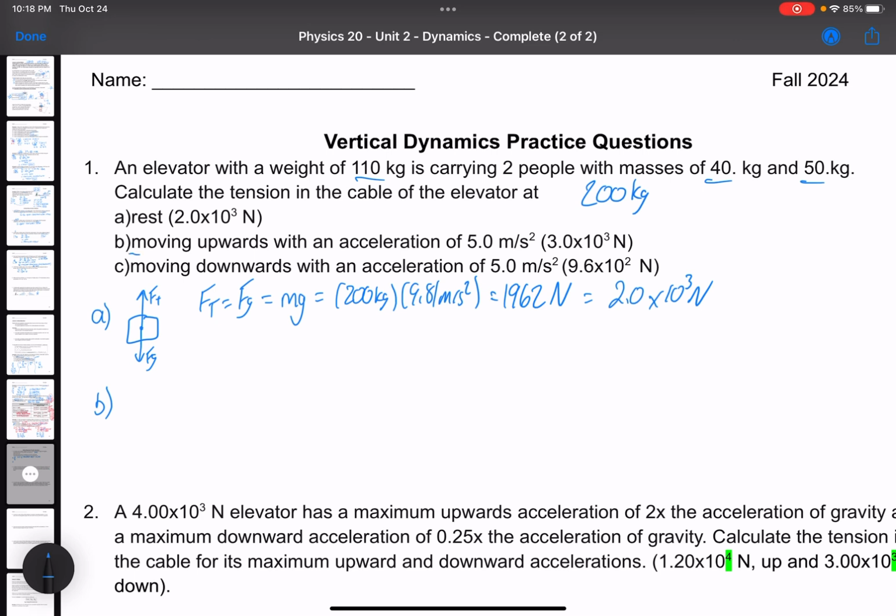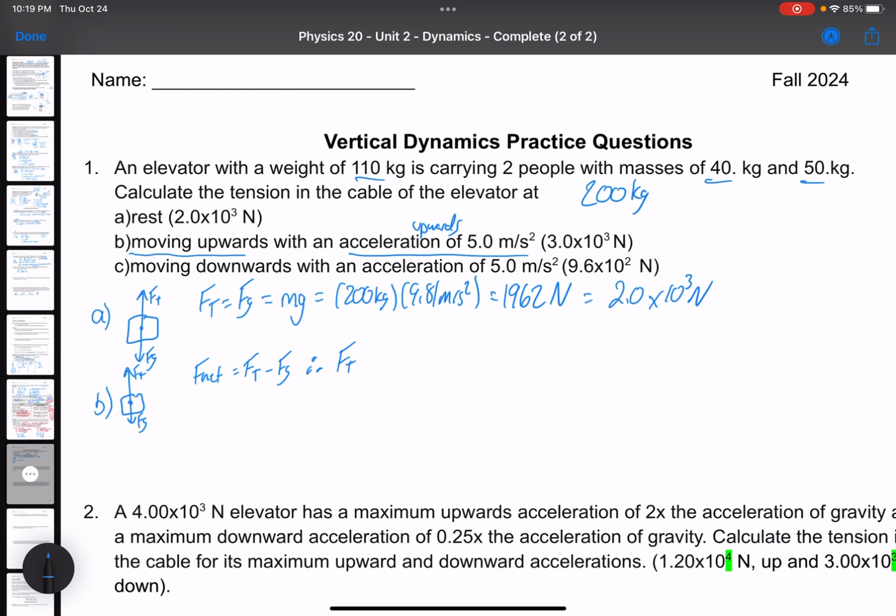So this kind of goes against what I said earlier, and this question actually should be written a little bit better. But we're going to say that it's moving upwards and accelerating upwards as well. So what's the tension in the cable? In this situation, it would look more like this: Ft, Fg. So F net is equal to Ft minus Fg.